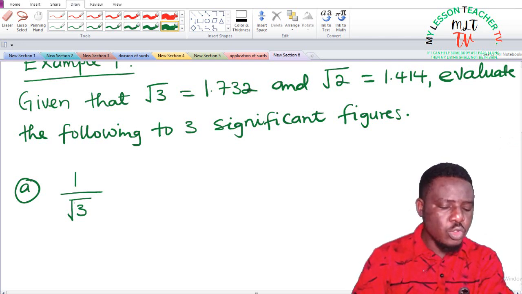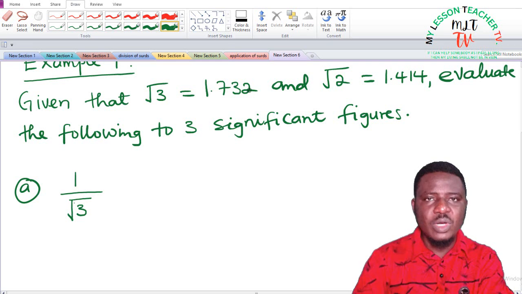So what we are going to do in questions like this, we are going to rationalize the denominator and thereafter substitute the value of root 3 if it still appears, and then simplify. But at that point, root 3 will no longer be found at the denominator but at the numerator.